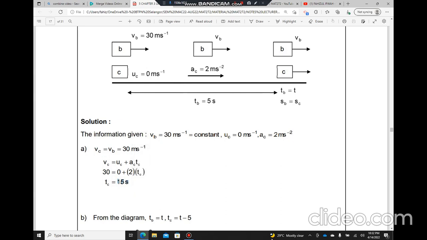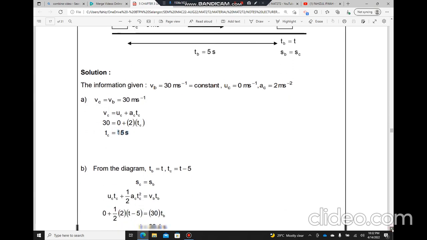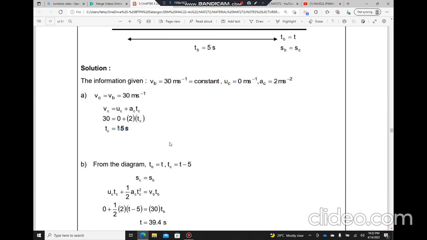Then part B, from the diagram, time of bus is equal to T, time of car equals T minus 5, because it starts moving 5 seconds later. So distance of car equals distance of bus. Distance of car is ut plus 1 over 2 at squared. Distance of bus, we can use the formula S equals Vt. So we substitute the values here, and we get time is 39.4.